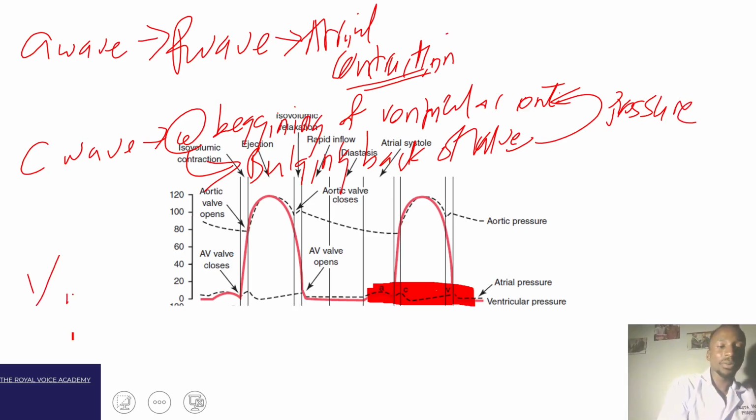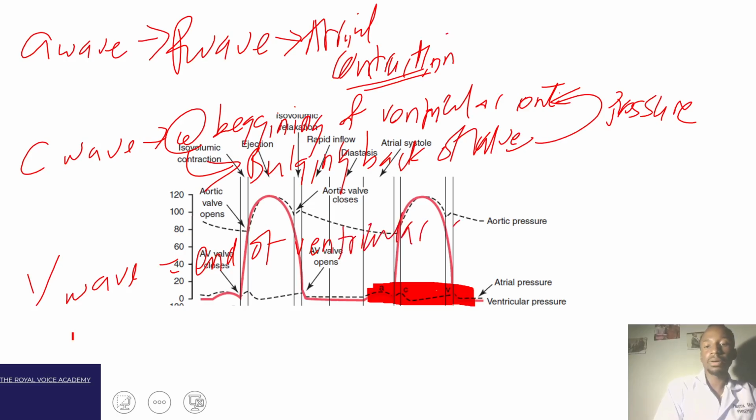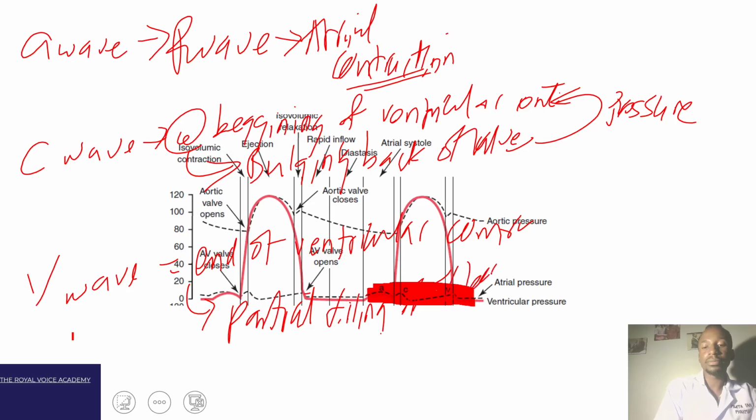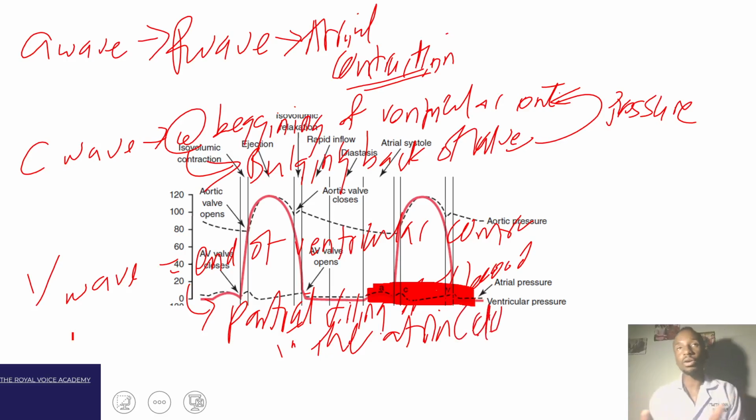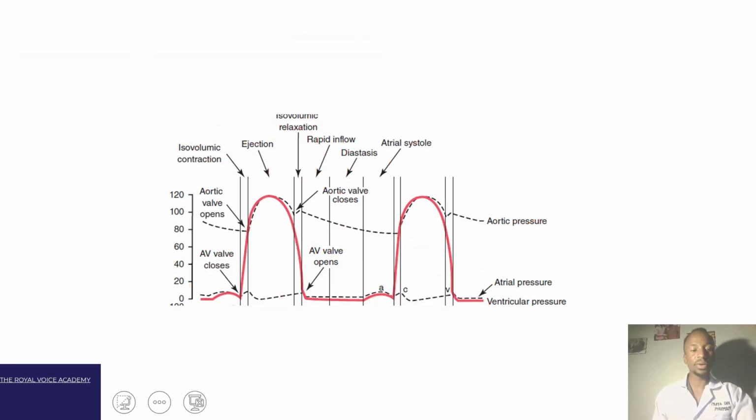Then we'll have our V wave. Our V wave will happen towards the end of ventricular contraction, and this one will happen because there is partial filling of blood in the atria, because there are closed valves. So your valves are closed, your blood is coming in from the veins, so that will now cause a slight buildup of pressure, and that is what we will essentially call the V wave.